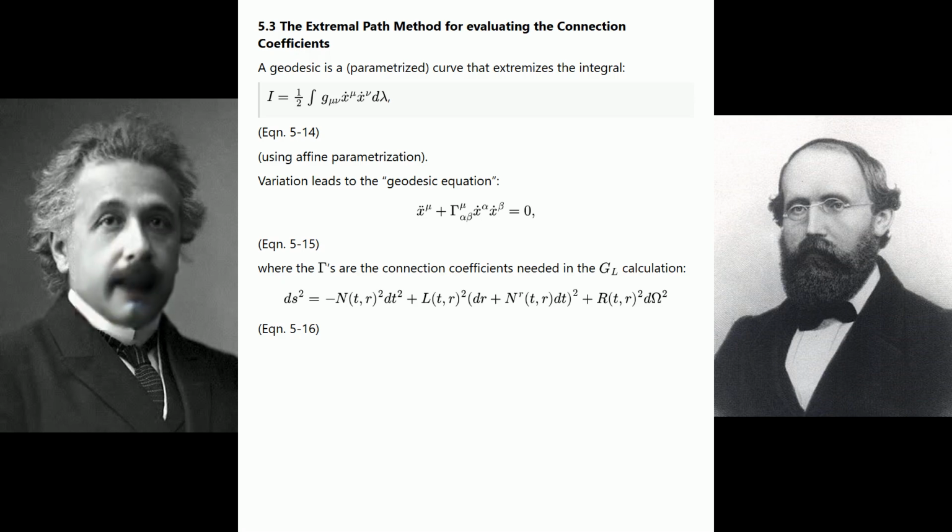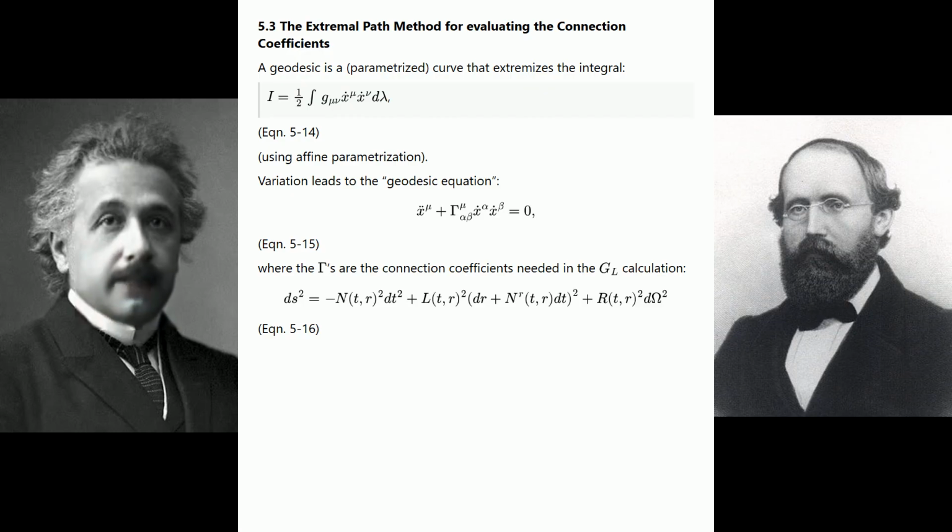5.3 The extremal path method for evaluating the connection coefficients. A geodesic is a parametrized curve that extremizes the integral. See equation 5-14. Using affine parametrization, variation leads to the geodesic equation. See equation 5-15, where the Γs are the connection coefficients needed in the G_L calculation.